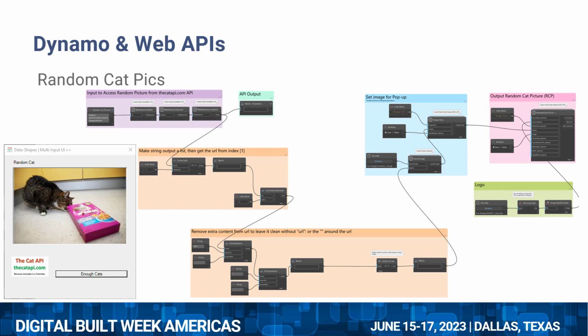Now, as we're going through this process, we learn things. And what I learned through this process is that Data Shapes, which we see here displaying this lovely picture of a cat, is a great package that the folks from Data Shapes have created and shared with the world that allows us to have a pop-up and display things. It can only display images that are local to your machine. To use this API, it displays images on a website. That's not local to my machine. So I needed to figure out a way to get the image from the web to my local machine.